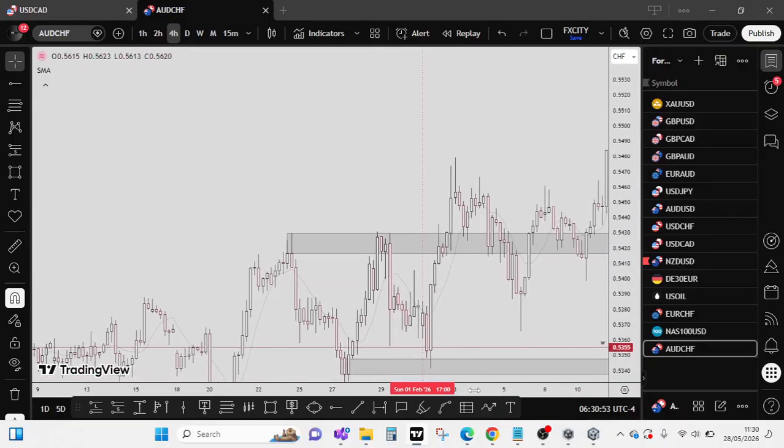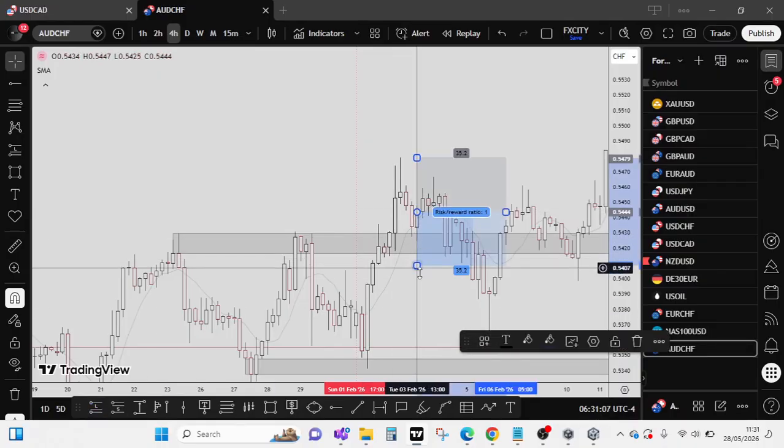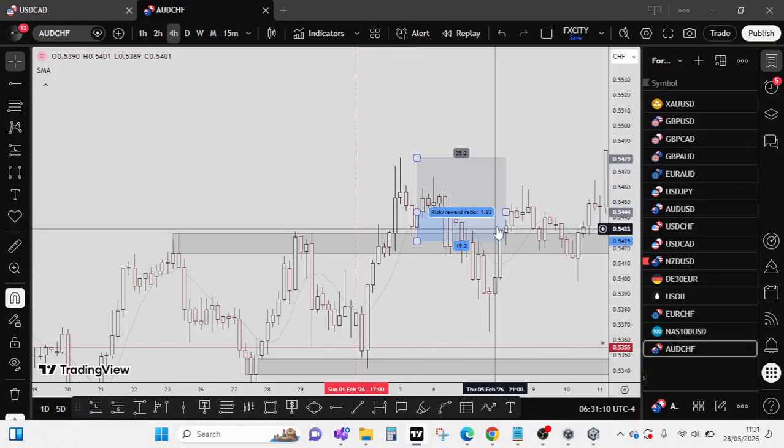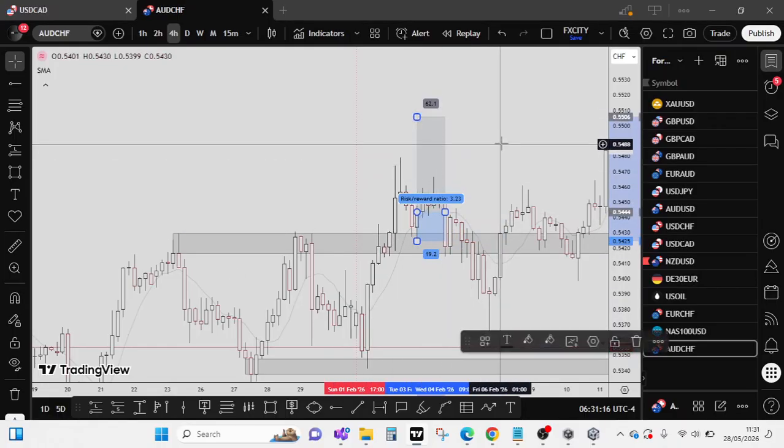In addition to that, you can see that we had price on the moving average. After this expansion to the upside, price reacted from the move. It dropped into the moving average and reacted from it nicely. So there is a buy option for us, a buy option for us to go higher.